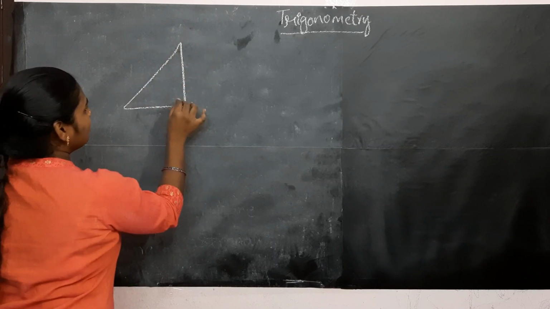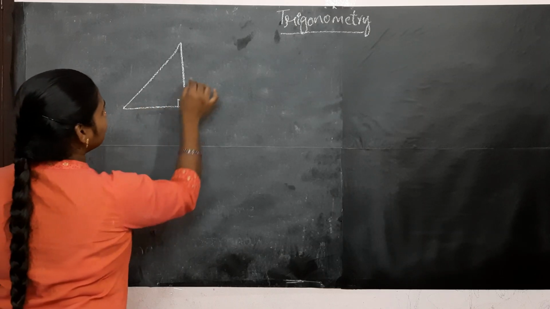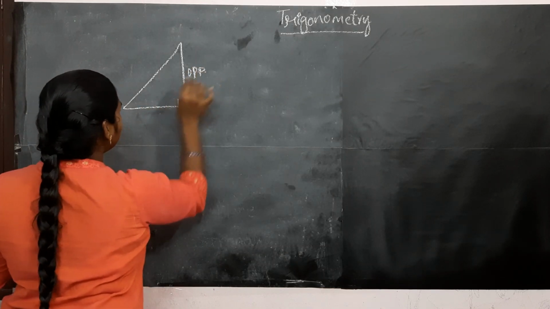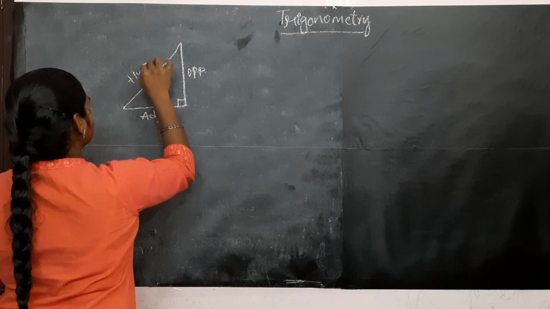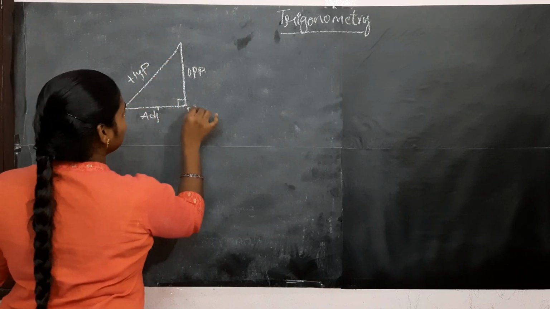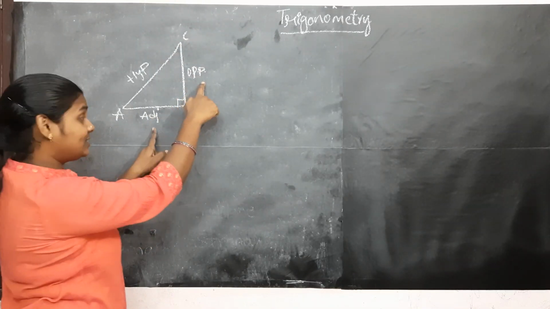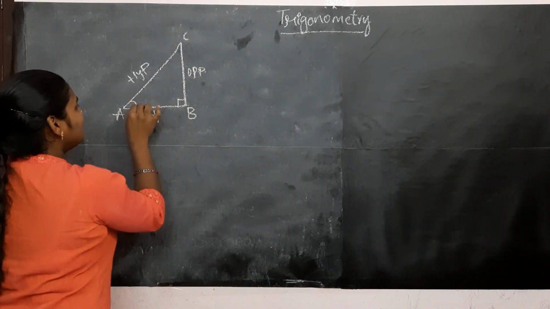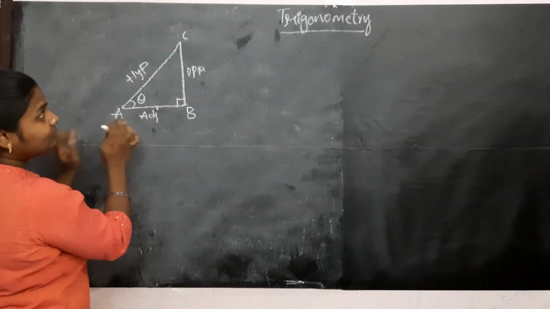So for a right angle triangle, here is the right angle, this is going to be the opposite side, and this is the adjacent side, and this is the hypotenuse. Let us name the triangle ABC. The angle between the opposite and adjacent side is the right angle. Here let us name the angle as theta, which is here.